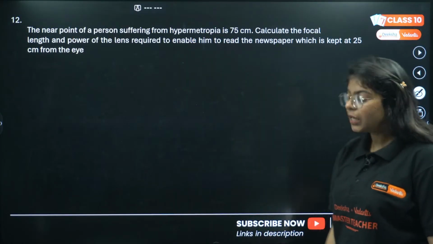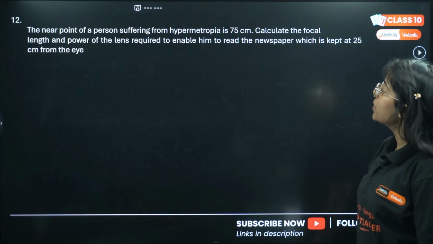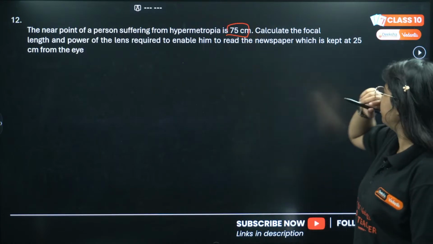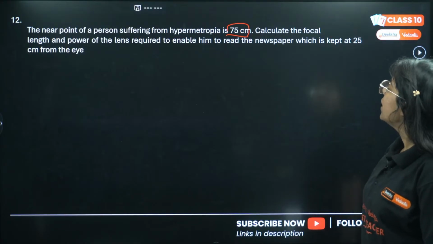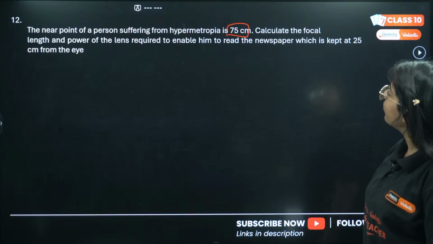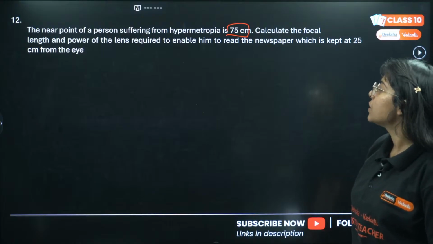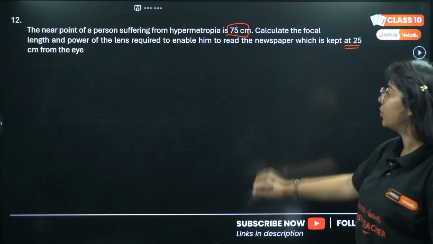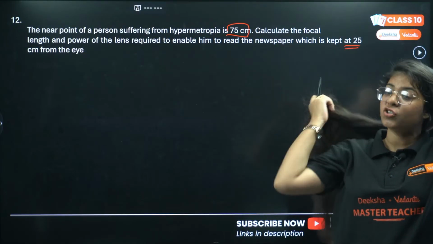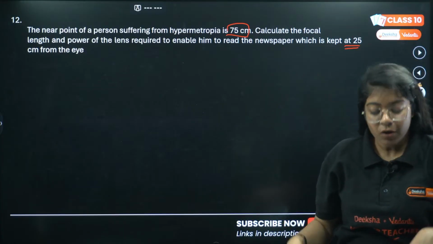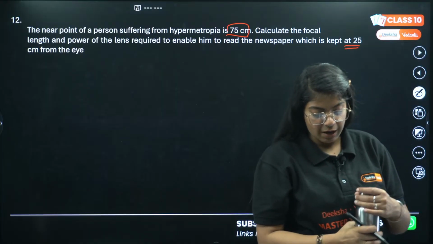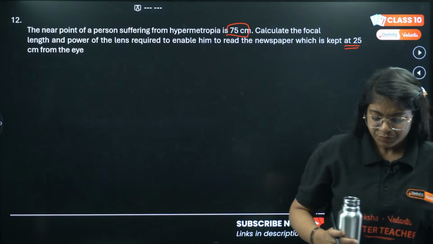The near point of a person suffering from hypermetropia is 75 centimeter. Calculate the focal length and power of the lens required to enable him to read the newspaper, which is kept at 25 centimeter from the eye. Now this question is similar to the one we just did and we did before. So I want you to solve this and let me know the answers as soon as you can. Now you know how to solve it.